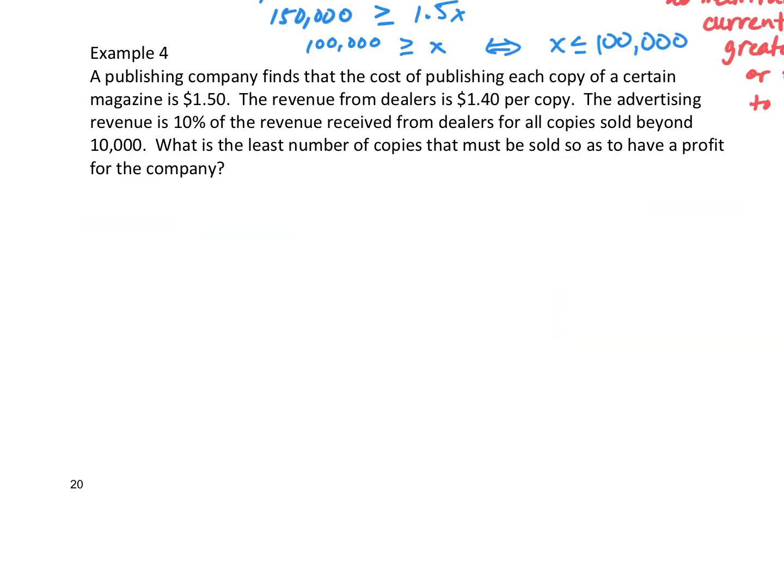Alright, last one from this section. A publishing company finds that the cost of publishing each copy of a certain magazine is $1.50. The revenue from dealers is $1.40 per copy. The advertising revenue is 10% of the revenue received from dealers for all copies sold beyond 10,000. What is the least number of copies that must be sold to have a profit for the company?